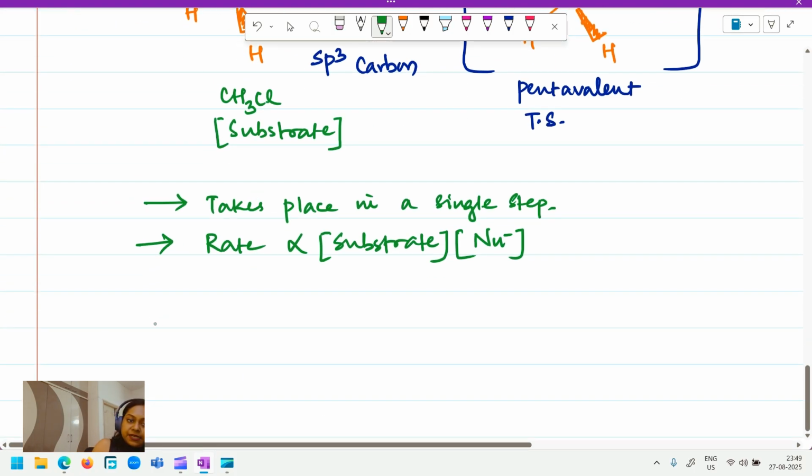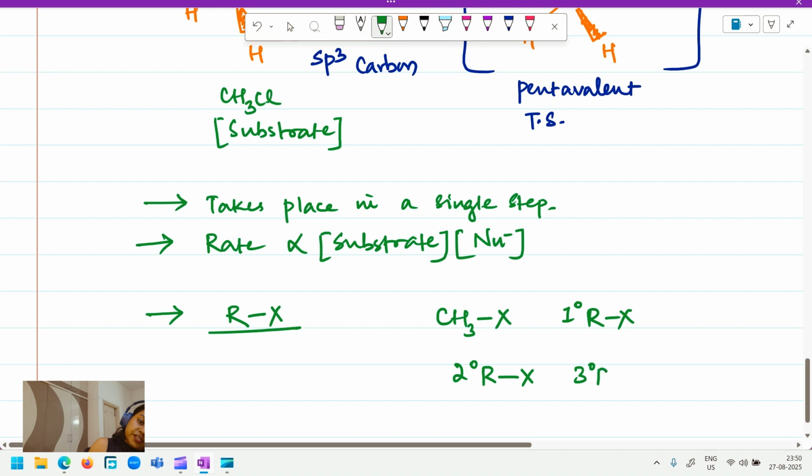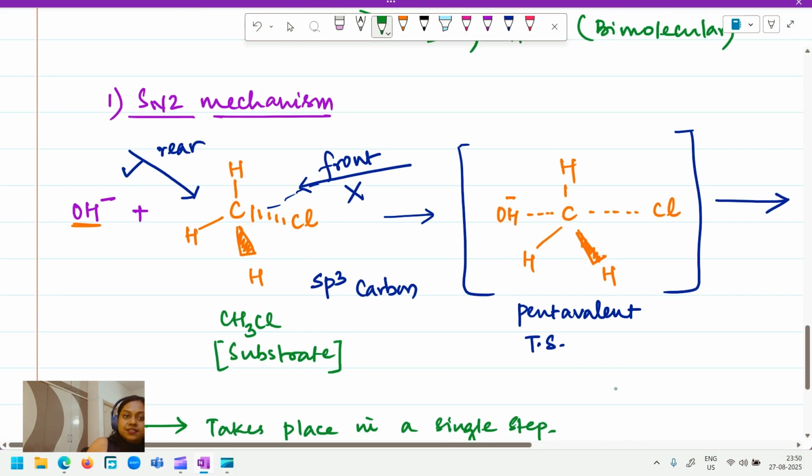Now, tell me something, what do you think would have the fastest reactivity? And by fastest reactivity, I mean comparing all alkyl halides between CH3X methyl halide and then 1 degree RX primary alkyl halide, 2 degree RX secondary alkyl halide, and 3 degree RX tertiary alkyl halide, which would have the maximum tendency to move through SN2 mechanism. That means a single step attack and formation of product.